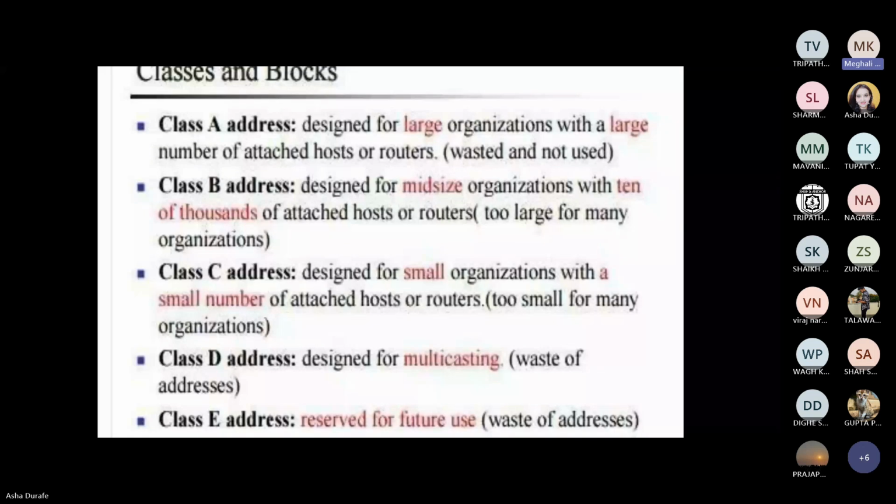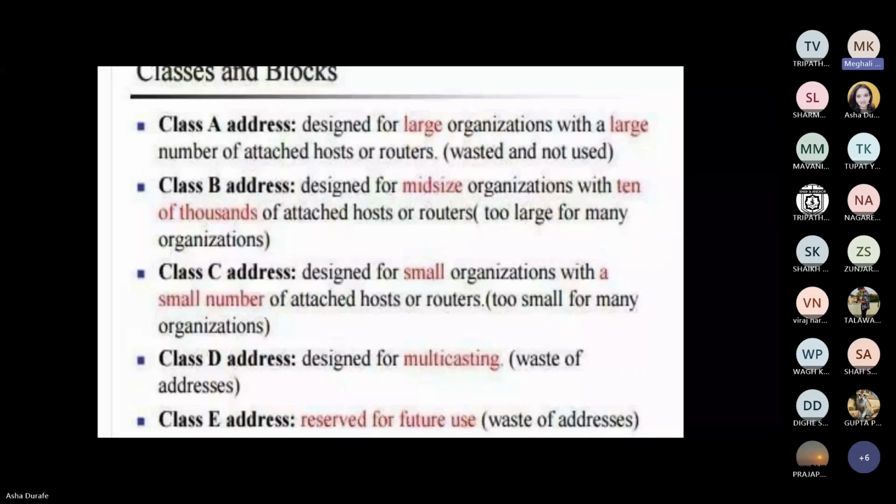Class B addresses are designed for mid-size organizations with tens of thousands of attached hosts or routers. These are too large for many organizations. Class C addresses are designed for small organizations with a small number of attached hosts and routers. It is too small for many organizations. Class D address is designed for multicasting. And class E address is reserved for future use.